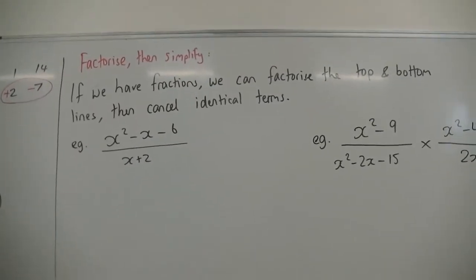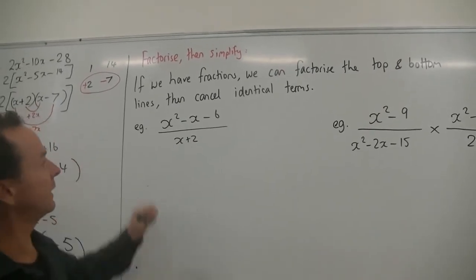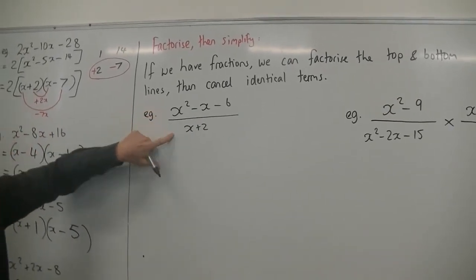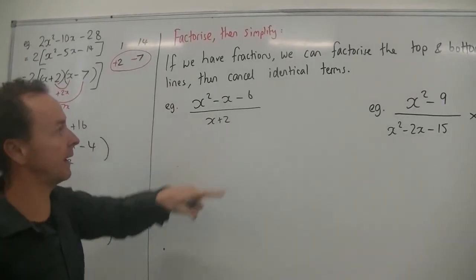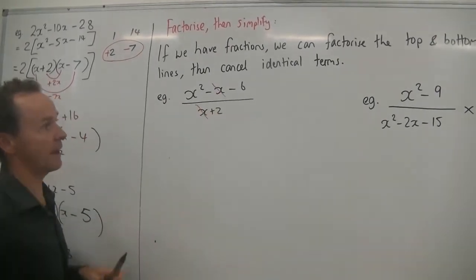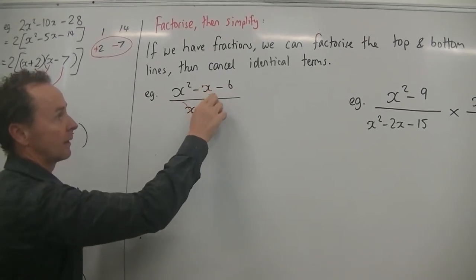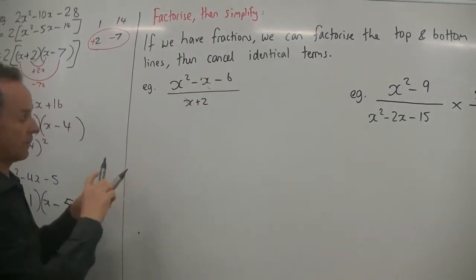And now if you have a look up here, we've got a couple of fractions. And all I said here was, what you need to do is factorise the top line and the bottom line if you can, and then you can cancel. You cannot cancel the x with the x there, because there are 3 terms on the top line. You cannot do that. So what you need to do is factorise first.